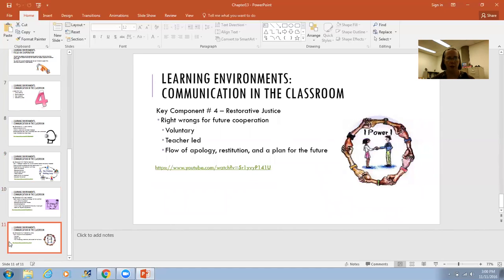And then our fourth key component is restorative justice. And this is this idea that we will right wrongs for future cooperation. So some tenets of this are that it's voluntary, that it is actually teacher-led, as opposed to peer mediation, which is led by other students. And there is a flow of apology, restitution, so both students may apologize to each other, and then there is some attempt to correct the wrong, and then we develop a plan for the future. So again, what we're really doing here is practicing good modeling behavior for what is appropriate social interaction.